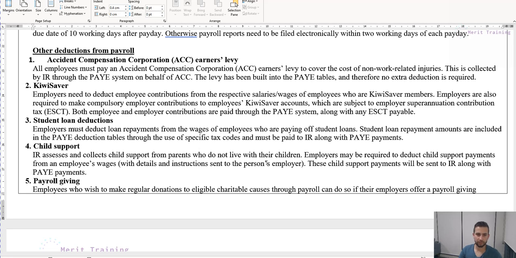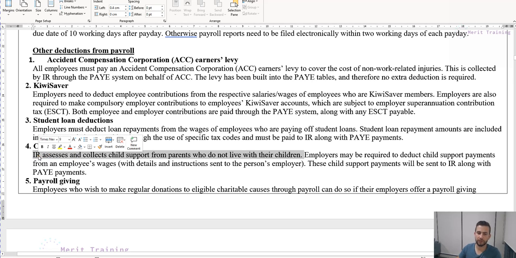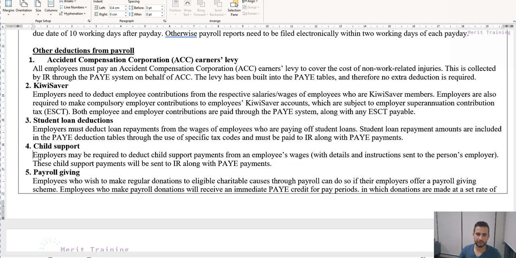Next one is child support. So this is basically, I'm sure you know what child support is. It's basically when you get divorced and the court determines that one of the parents needs to contribute, usually the man, needs to contribute child support to the parent who's raising the child. And again, this comes through PAYE, and employers may be required to deduct those payments from employees' wages where it's not an optional payment mandated by the court.